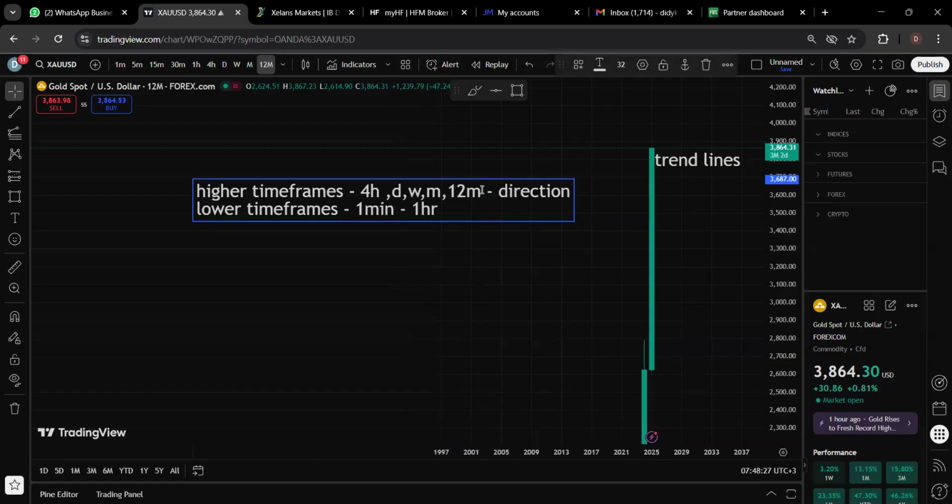So if you want to know whether this market is going up or going down, we take advantage of the higher time frames. When you look at the 4 hours, the daily candle, the weekly, the monthly or the yearly candle, you'll be looking at the general direction where the market is going. For instance, this is the yearly candle, the 2025 candle. So generally, is this market bullish or bearish? Is this market going down or going up? Is the market buying or selling?